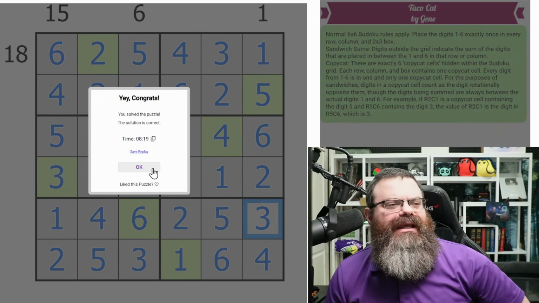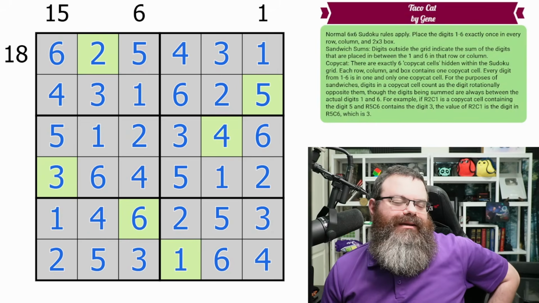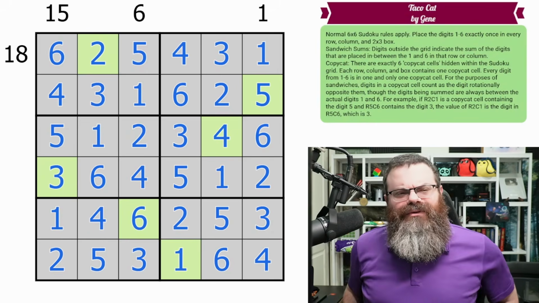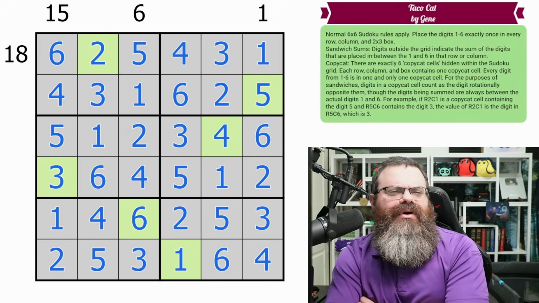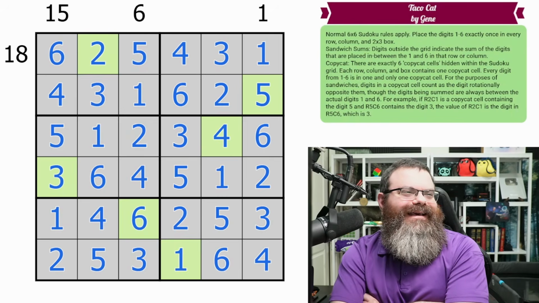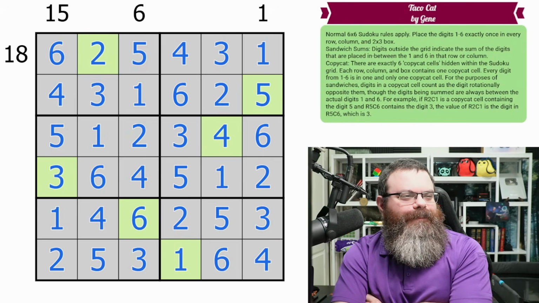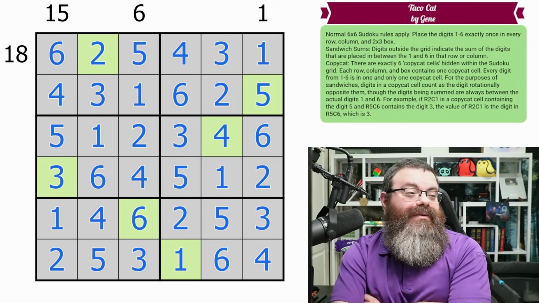Okay. Neat puzzle, Gene. Very cool rule set, actually. And I have no idea how you set this, because, yeah, that's difficult. But very neat. Quite enjoyed that.